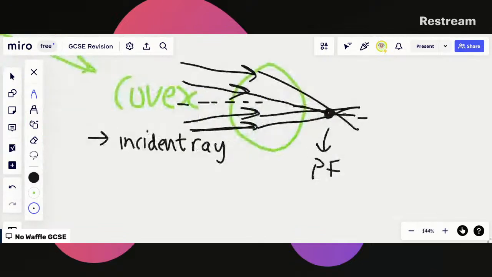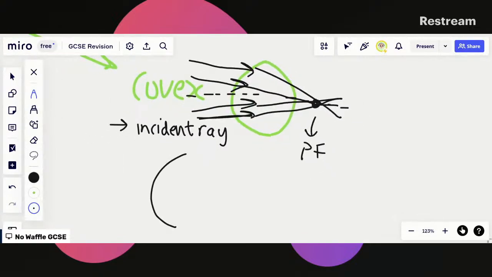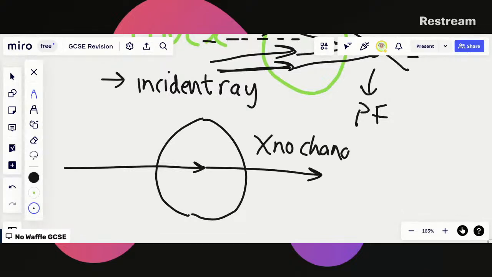The final rule for this one is that an incident ray passing through the center of the lens will just carry on in the same direction. So what that means is if we had a convex lens like this and we just had a normal ray passing straight directly through, then this would not change direction. There will be no change in direction.